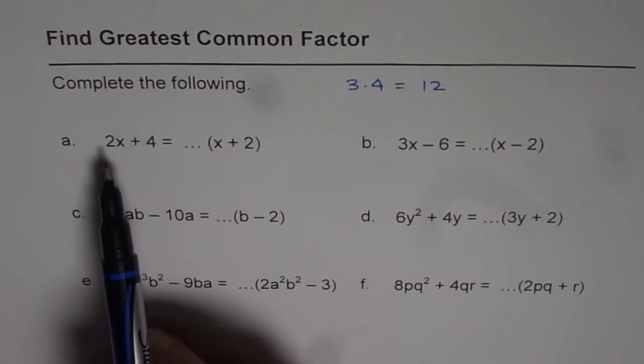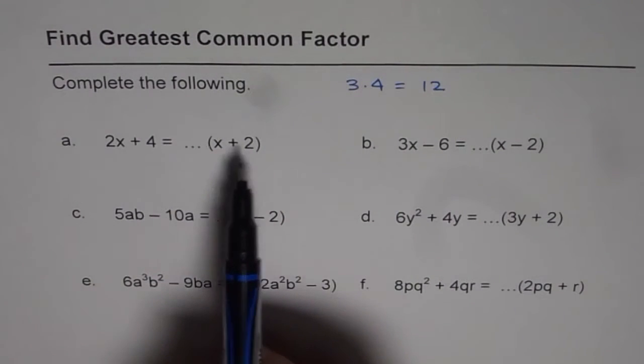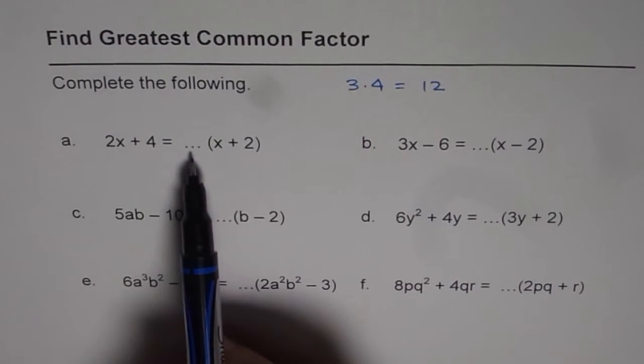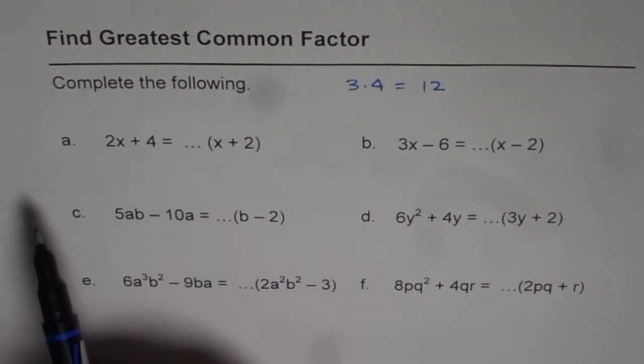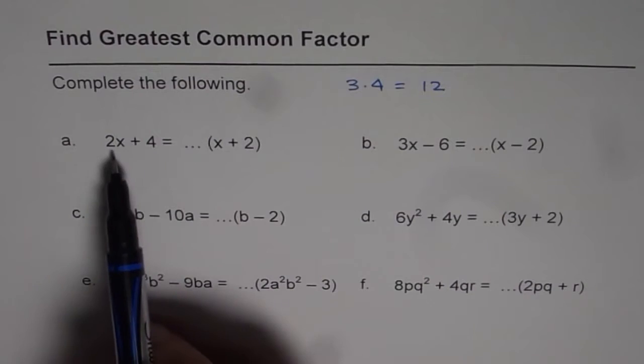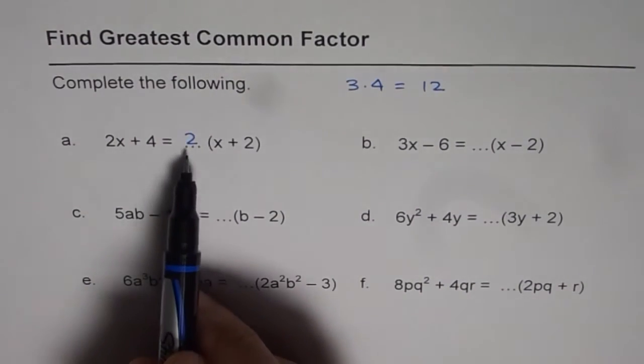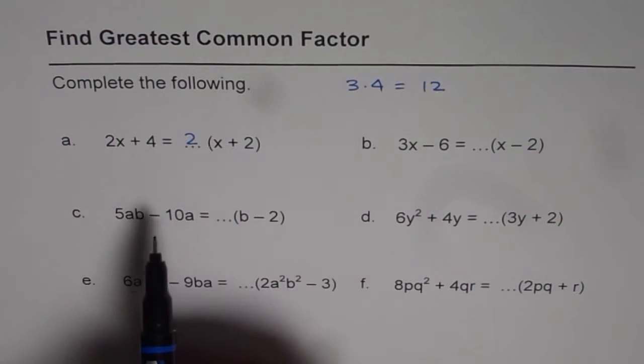First one is 2x plus 4 equals something times x plus 2, and this something is a common factor of these two terms. So what is the common factor between 2x and 4? Well, the number 2. So we can write the number 2 here. So it becomes 2 times x plus 2.